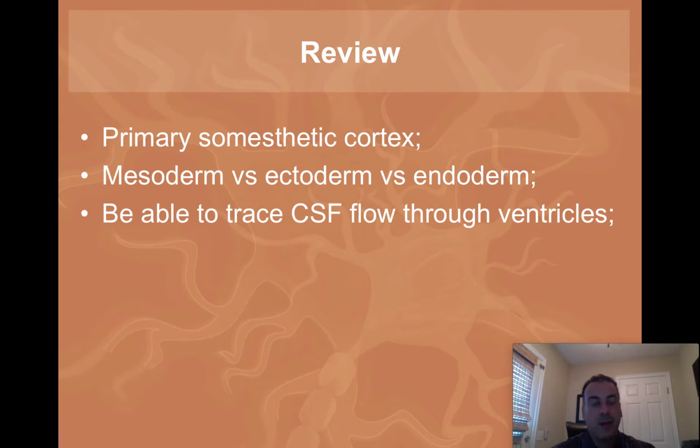If you're lucky enough to get it, there will be a question of tracing CSF flow through the ventricles, right? So it's going to be starting at point A and moving you through point B, C, D, E, F, and so forth and so on. Be familiar with how CSF flows. It comes out of the blank and goes around the brain through this ventricle to this ventricle, right? Ependymal cells are involved.